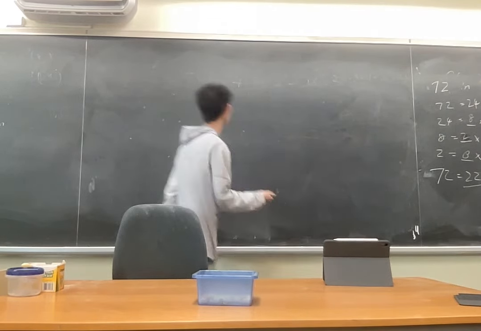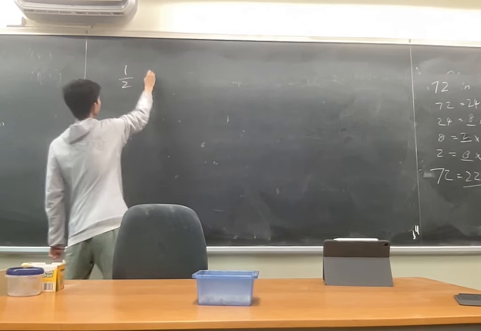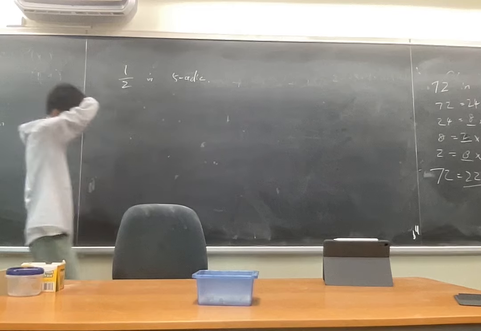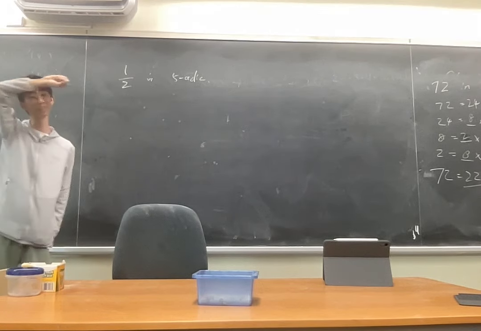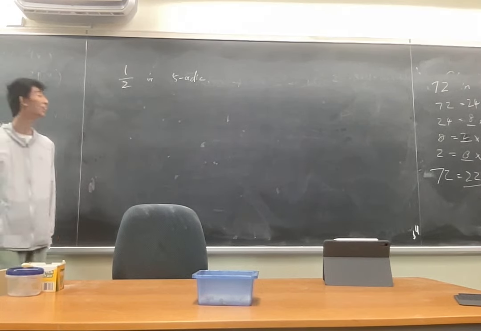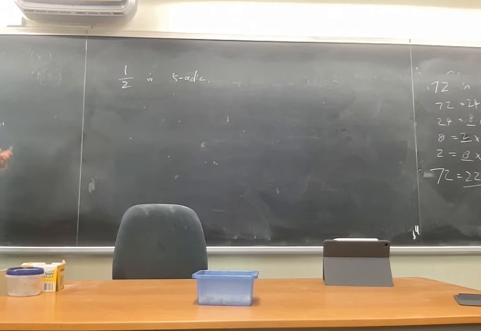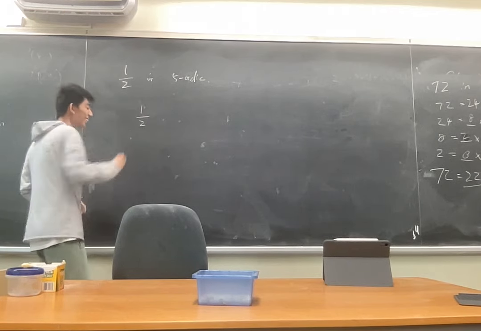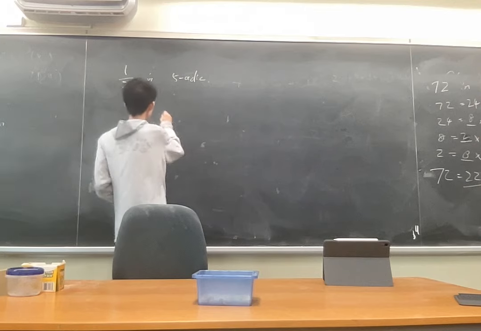Let's try a half. So we tried a half in 5-adic. So what is a half in 5-adic? We don't know how to do it, do we? There's no obvious way. So what do we try? We try long division. Surprisingly, we try long division. So how do we do long division? Very interesting way. The steps.